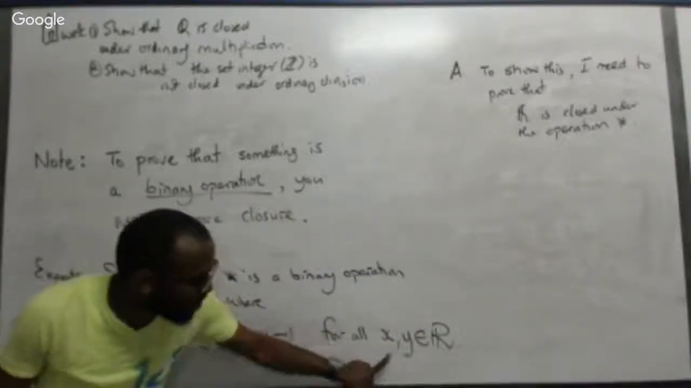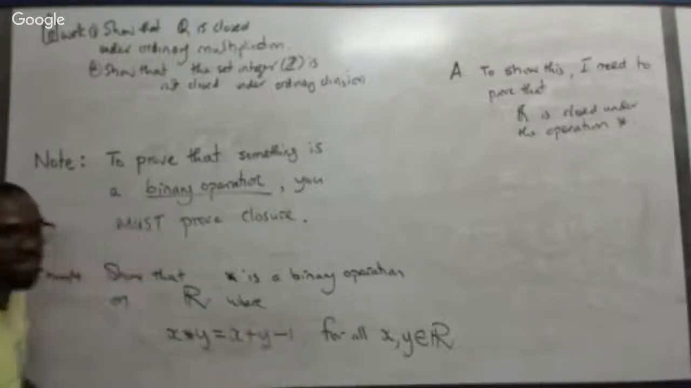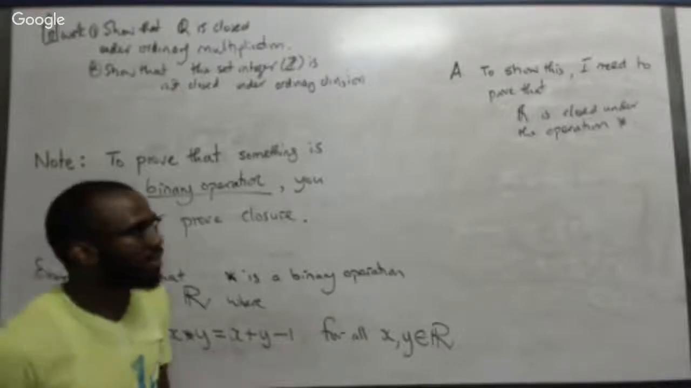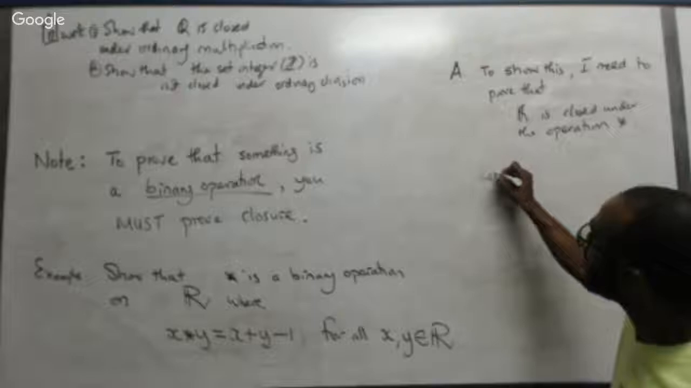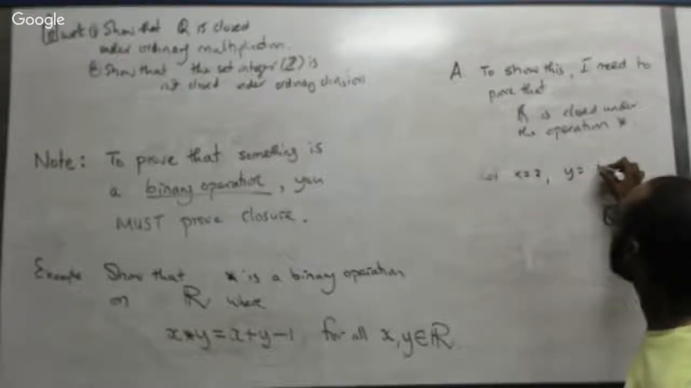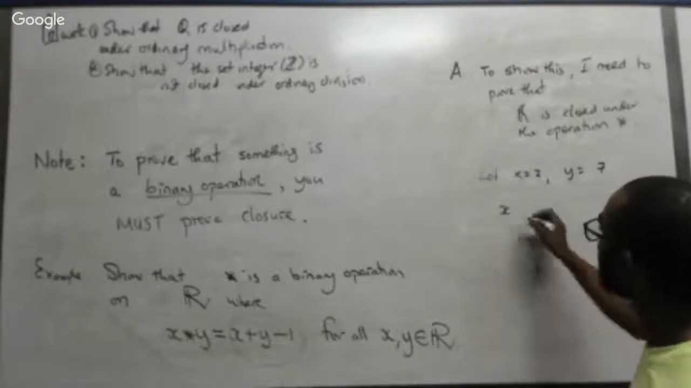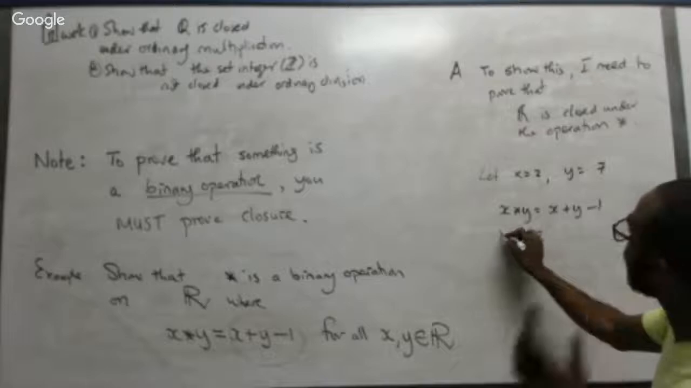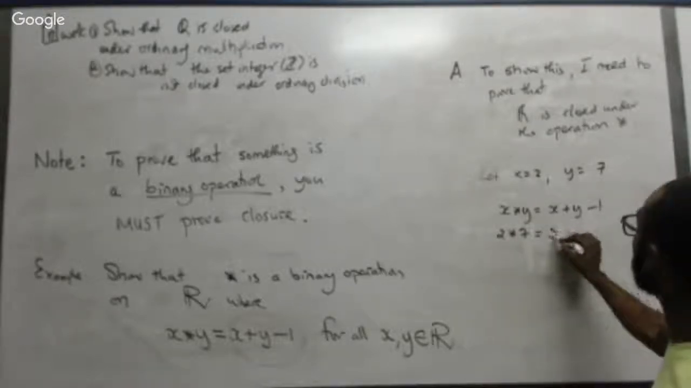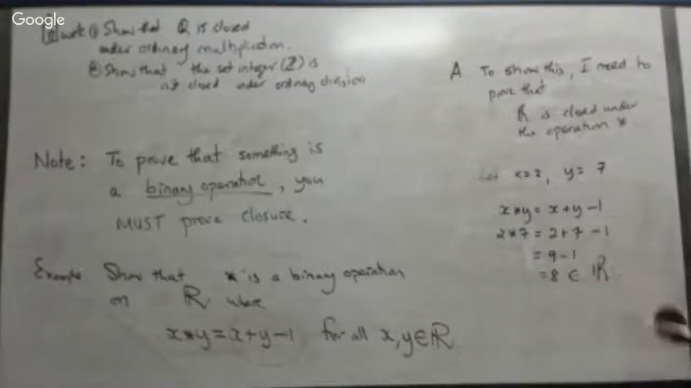They already tell you that X and Y represent arbitrary real numbers. So when I combine them, whatever I get using the rule must give me another real number. This is not an answer, because a proof cannot be an example. I cannot say let X equal 2 and Y equal 7, just choosing two random numbers, and say X asterisk Y equals X plus Y minus 1, which means 2 asterisk 7 equals 2 plus 7 minus 1 equals 9 minus 1 equals 8, and that is a real number. Therefore it's proved. I cannot do that, that would be an example.